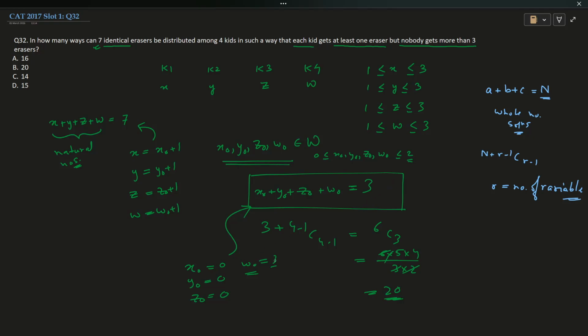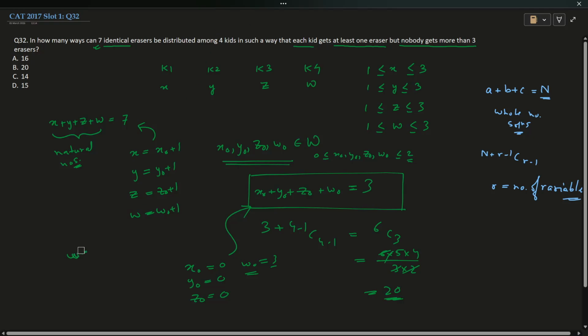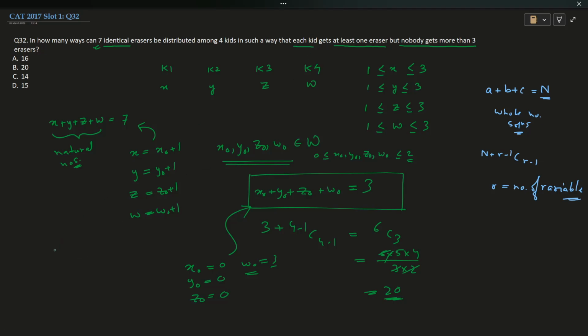Why? Because if I put w naught equal to 3, what will be w? w will become w naught plus 1, my bad. w naught is 3, plus 1 is equal to 4. That means the fourth kid is getting 4 erasers, but we are told that nobody gets more than 3 erasers, right? That means I cannot have this solution.